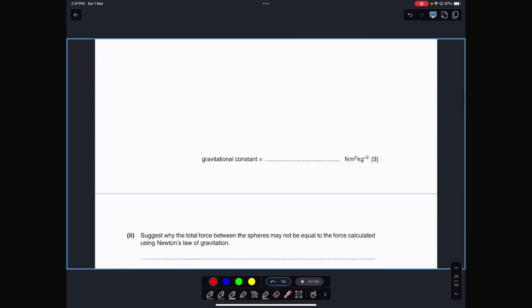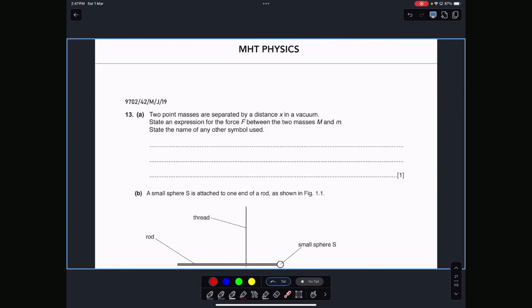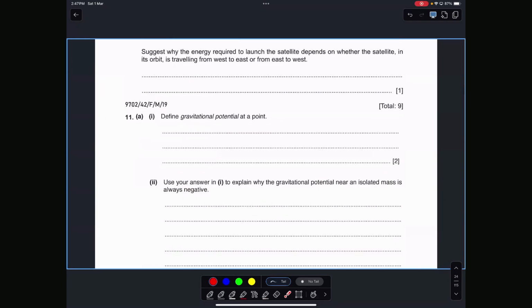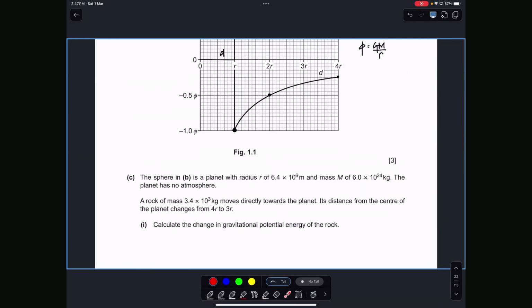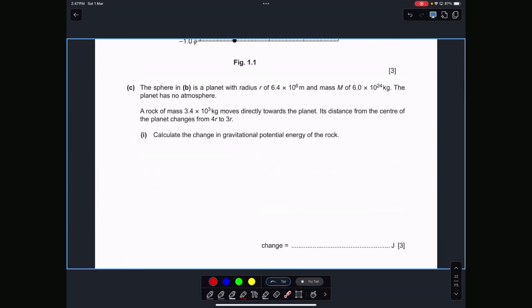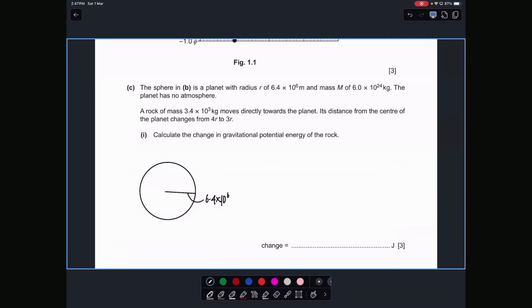Did you guys do question number 13? No, it was the last class I mentioned it, and then I told you to do the rest. 9CI, okay, let me see what 9CI was. It says a sphere B is a planet of radius 6.4 into 10 to the power 6 meters, and mass M, which is 6 into 10 to the power 24 kilograms, and no atmosphere.